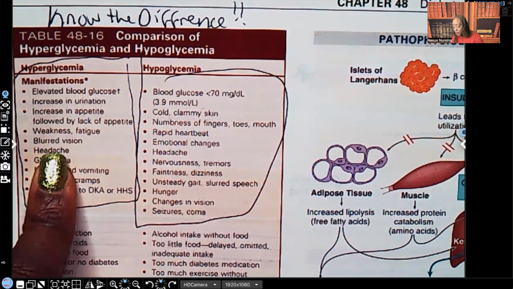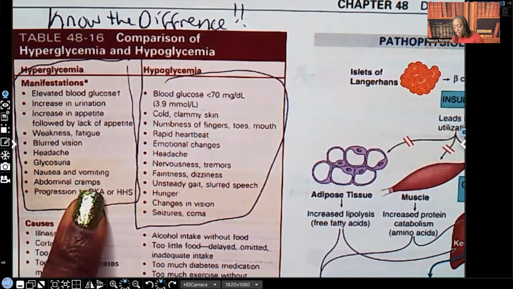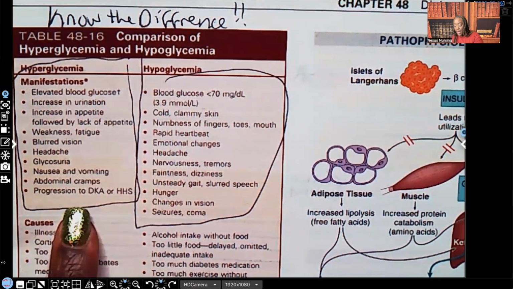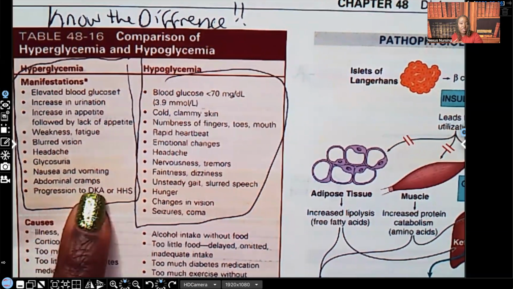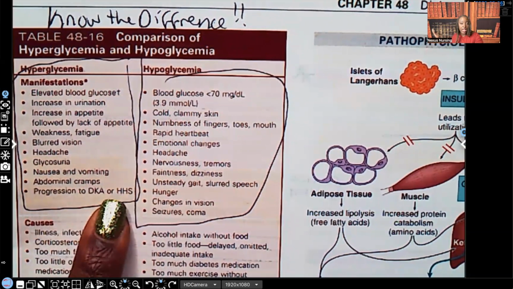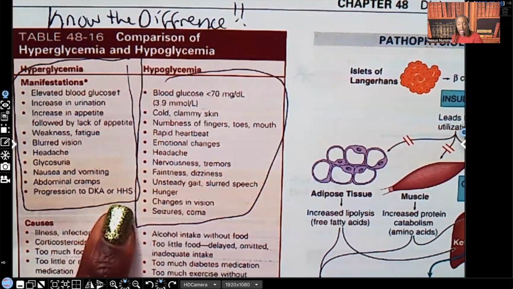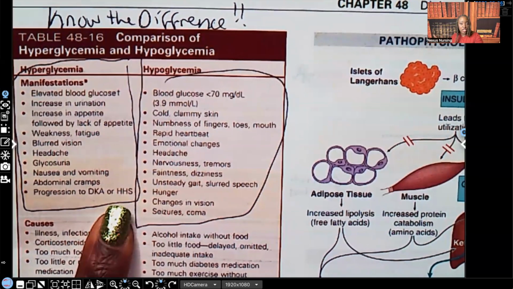Weakness, fatigue, blurred vision, headache, glycosuria, seeing that glucose in the urine, nausea, vomiting, abdominal cramps, and a progression of DKA or HHS. I still call it HHNKS. This book calls it HHS. It's the same thing. Okay, this DKA we see more in type 1, HHS, or if your book calls it HHNKS, we see those more in type 2 diabetes.